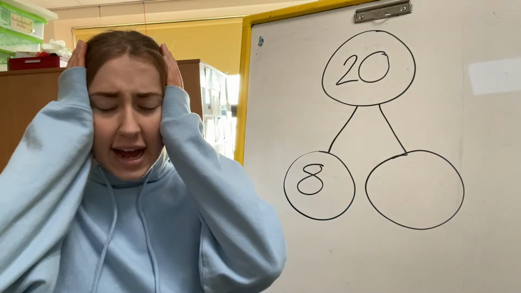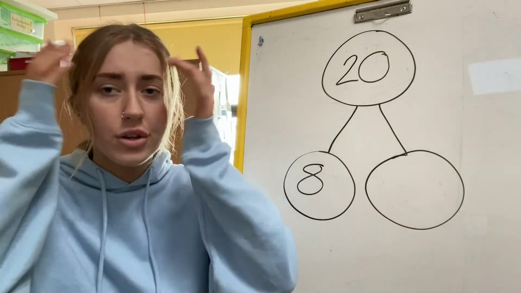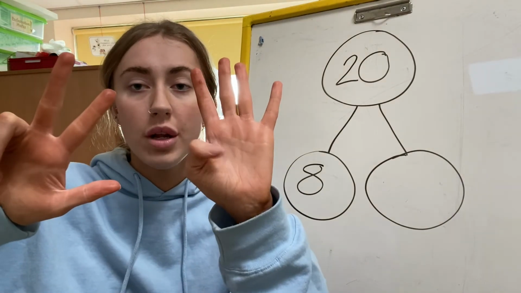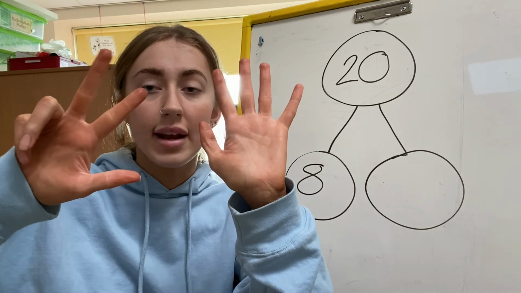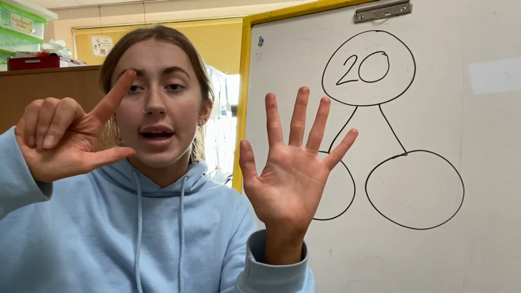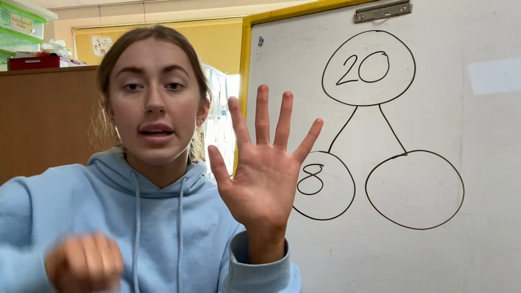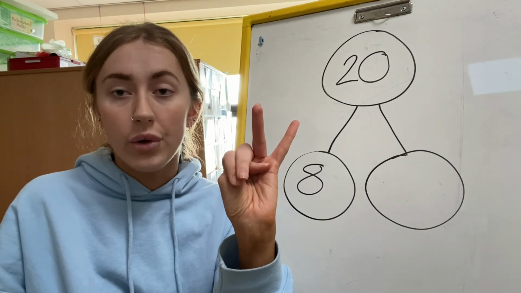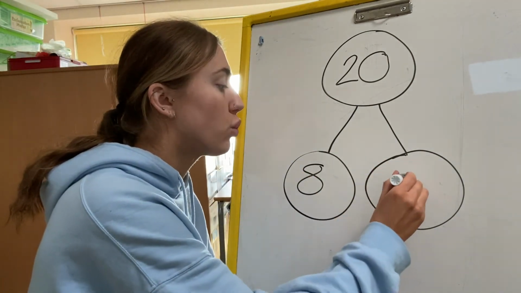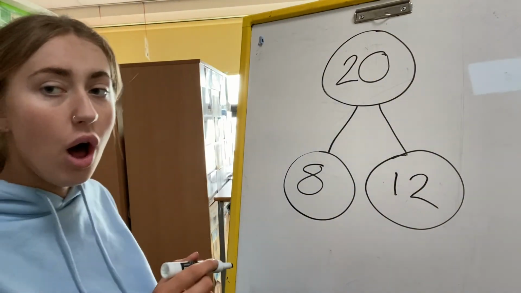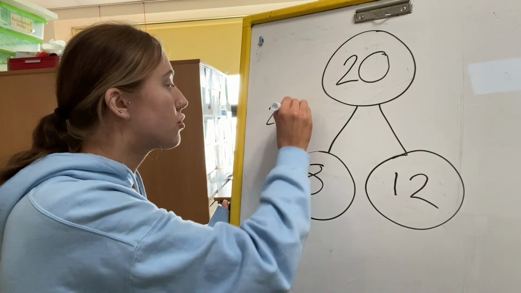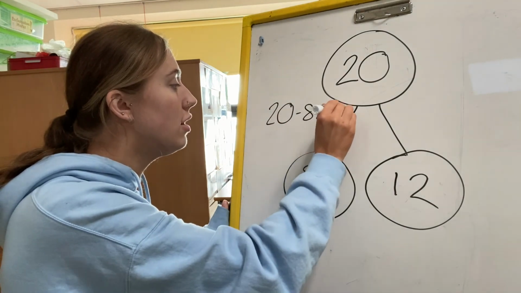So let's have 20 in our heads, 20 in your head, 20's in my head. Is it in yours? So how many are we counting down? We're counting down 8. So I've got 8 fingers up. 1, 2, 3, 4, 5, 6, 7, 8. I have 8 fingers up and 20's in my head. So let's start counting down. 19, 18, 17, 16, 15, 14, 13, 12. So our other part is 12 because we've taken 8 away from our whole to figure out what our other part is. So let's write it in an equation. 20 subtract 8 equals 12.